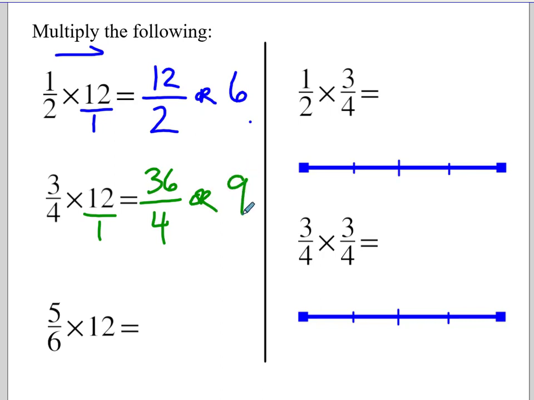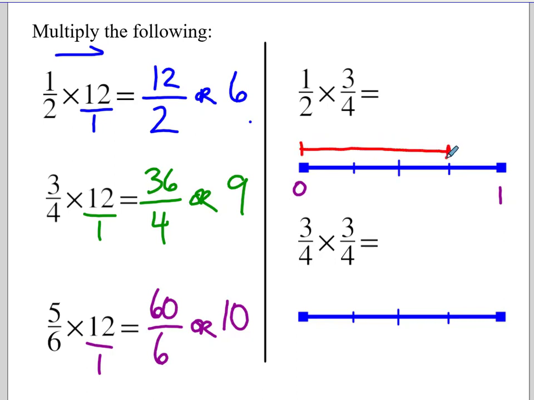Okay, last one for this column. We are going to do, let's change to purple, 5/6. Again, I'm going to put my placeholder in. 5 times 12 is 60. 6 times 1 is 6. If I do that division, I end up with 10. Okay, so when you're doing whole numbers times fractions, putting that placeholder in makes it a little easier to follow. So let's try a few more over on this side. 1/2 times 3/4. So if I make this a 0 and I make this a 1, and I just want to show what a model or a picture of this can be very quickly.